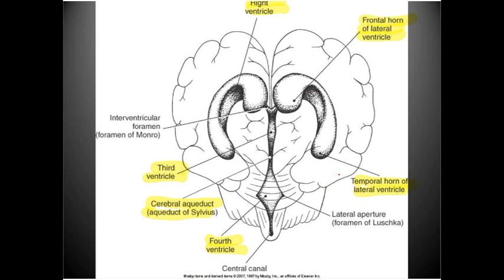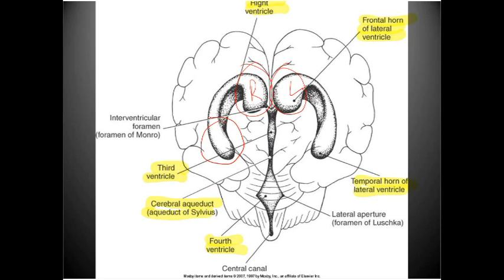Here's a coronal view, which demonstrates it just a little better, so you can see how everything is laid out. We have a bilateral lateral ventricle, both right and left sides. If we're looking at this coronal from the AP to the PA view, this would be the right and this the left. This would be the frontal horn of the lateral ventricle bilaterally.